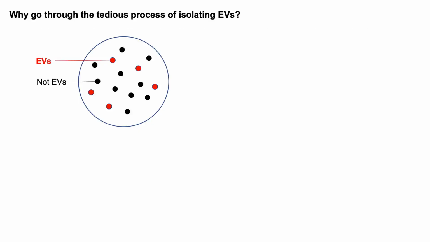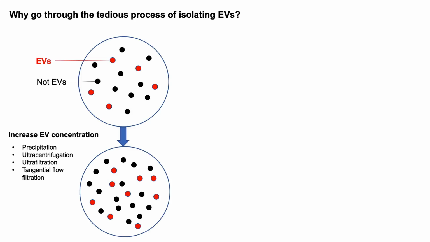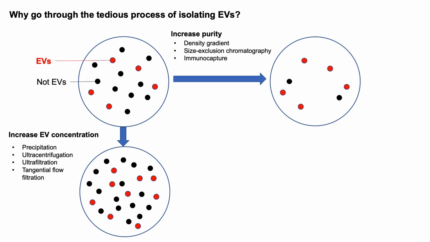So why do we go through this tedious process of isolating EVs in the first place? I think the first two speakers have already elaborated on this, but there are both EVs and non-EVs in your sample, and generally the amount of EVs is very or almost too low to measure directly. So you need methods to increase the EV concentration, for example by precipitation, ultracentrifugation, ultrafiltration, and tangential flow, to be able to measure them. On the other hand, we also need methods to increase purity.